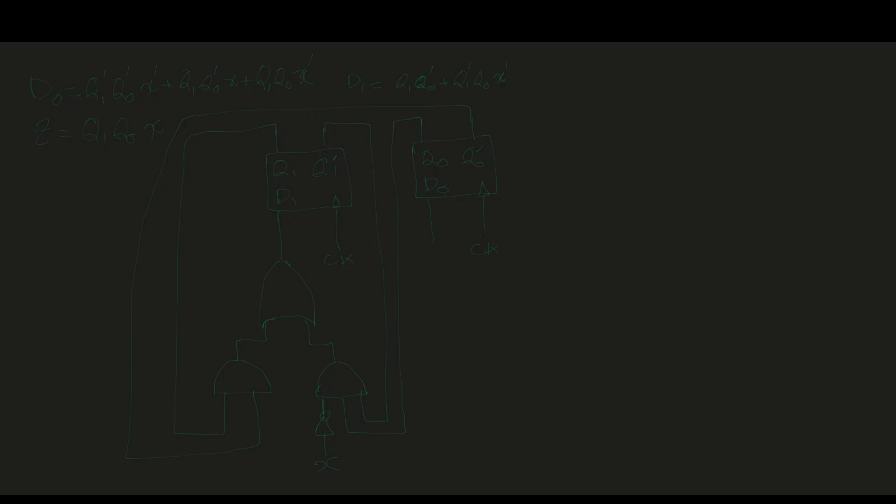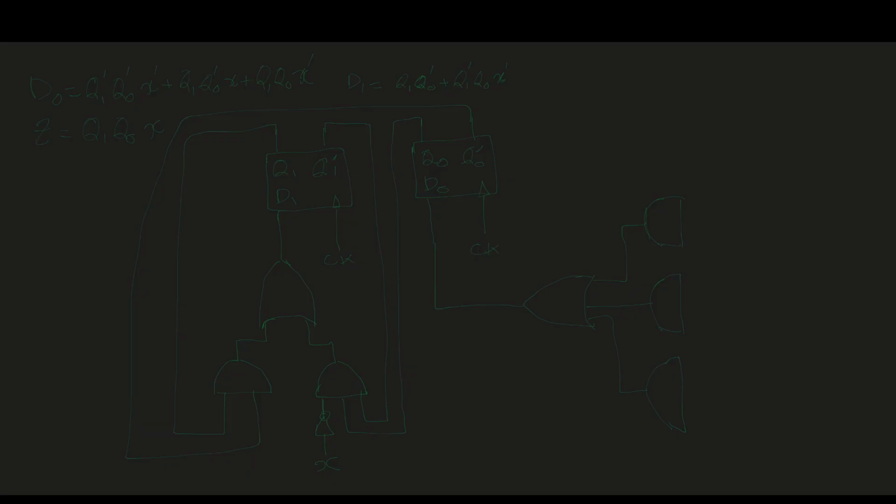Now for D0, same idea. Let's write it here. We need an OR gate. And since we have 3 terms, we need 3 AND gates fed into the OR gate. So we need one AND gate, another one, and then a third one. For the first one, let's start with this term, Q1 bar, Q0 bar, and X bar.